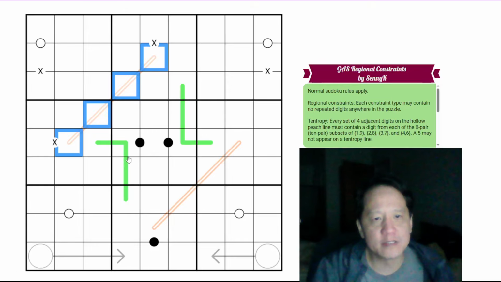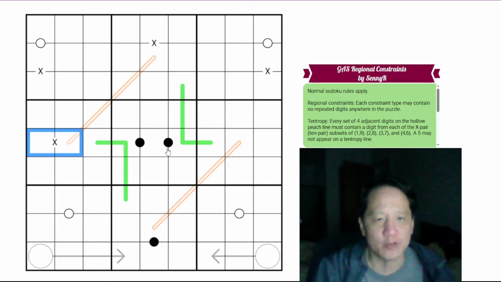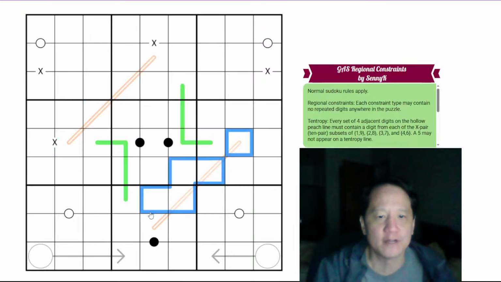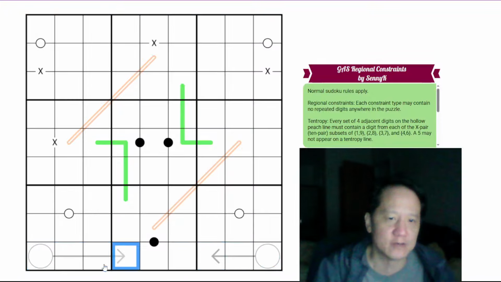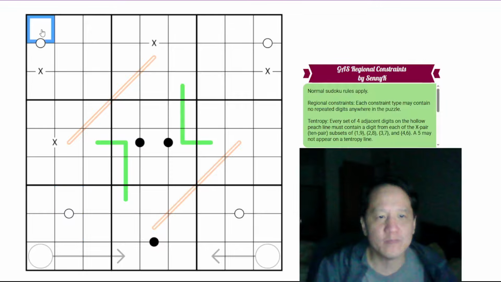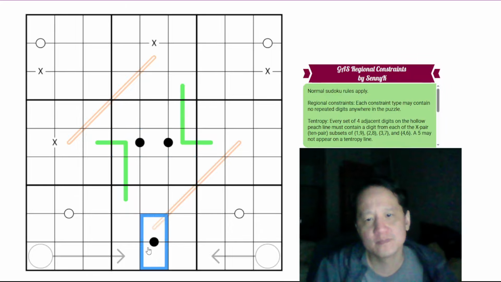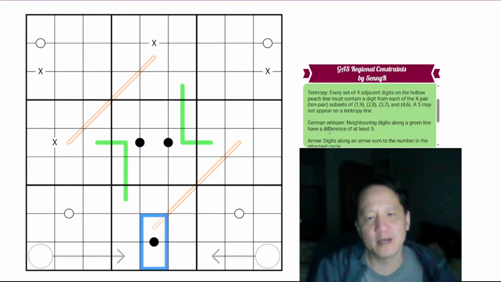so that means across all X pairs, you cannot have repeats. Across all lines that are the same color, you cannot have repeats. Along arrows, you cannot have repeats. Well, that's already given. For all white dots, you cannot have repeats. And for all black dots, you cannot have repeats. So keep that in mind.